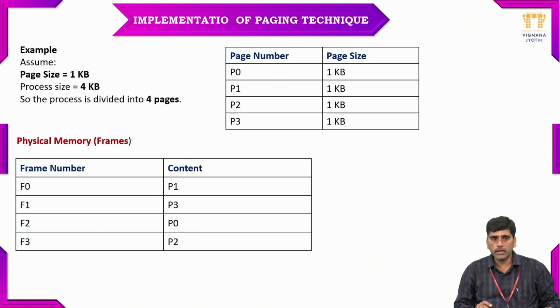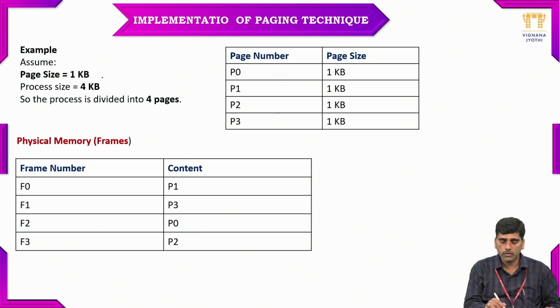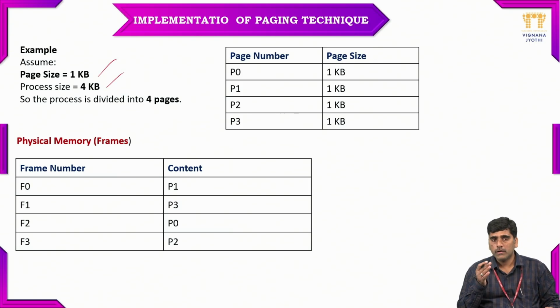If we take an example, the page size is 1 KB, and the process size is a total of 4 KB. Now the entire process size of 4 KB is divided into pages. Each and every page will have 1 KB of size. So how many pages are there here? 4 pages are there, because the process size is 4 KB and the page size is 1 KB.